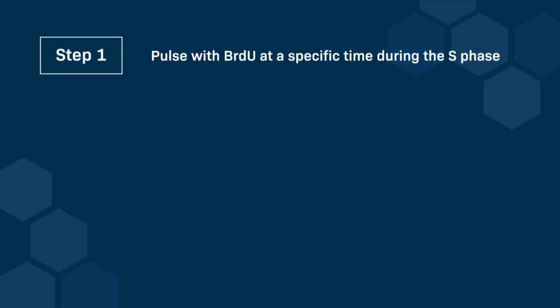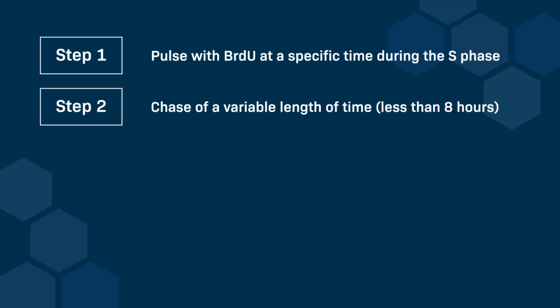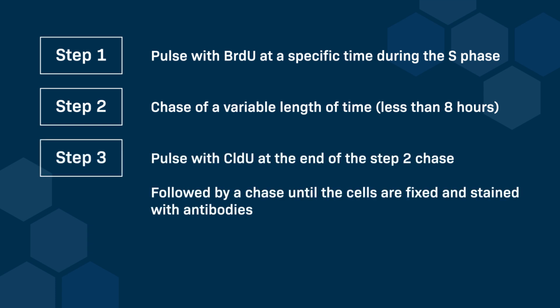In the first step, a pulse of BrdU is administered at a specific time during S phase, starting with synchronized cells. The second step involves a chase period of variable length, typically less than 8 hours, which aligns with the duration of S phase. In the third step, following the initial chase, CldU is introduced, and a subsequent chase is conducted until the cells are fixed and stained with the respective antibodies.